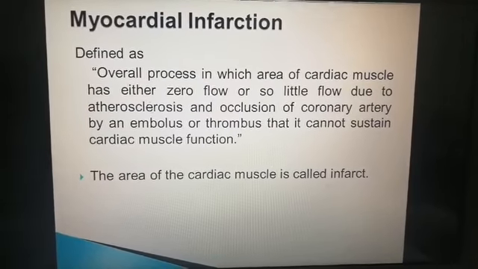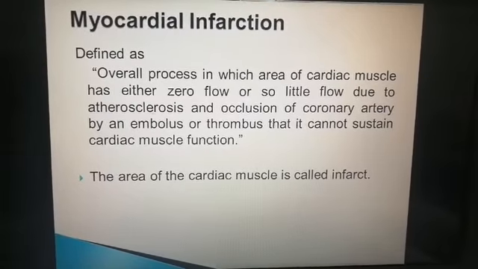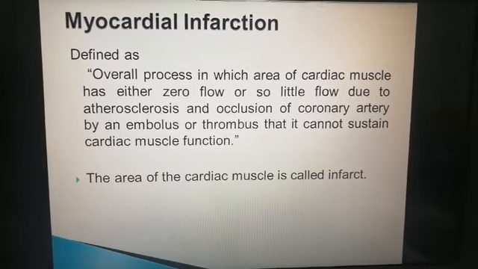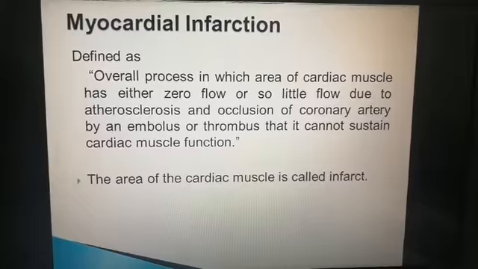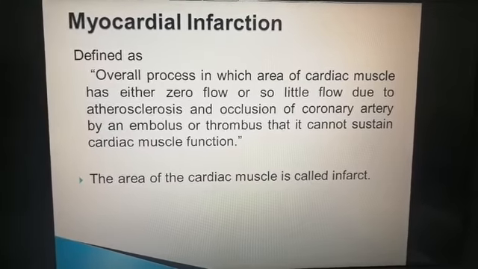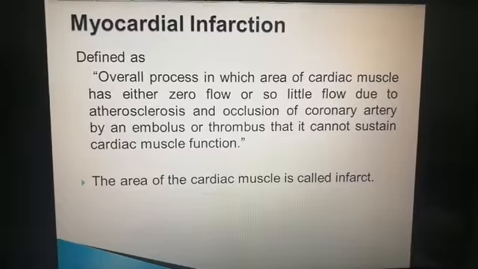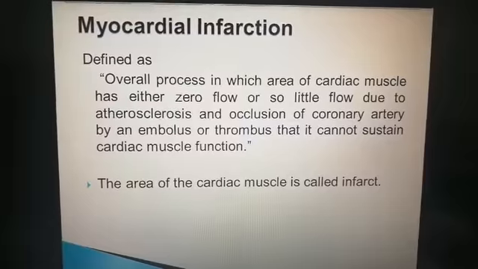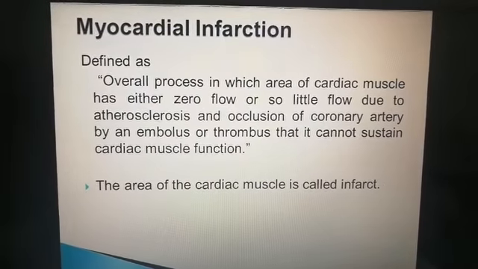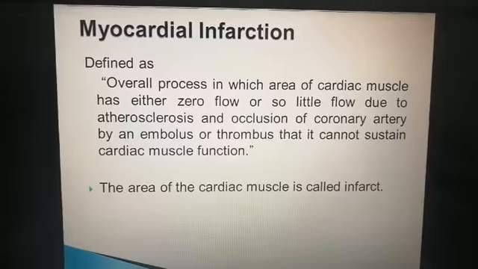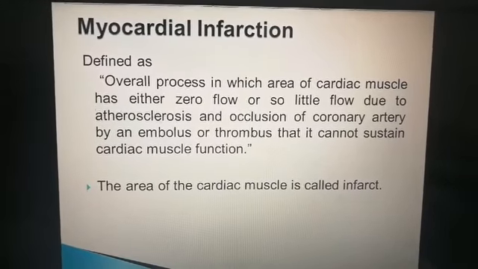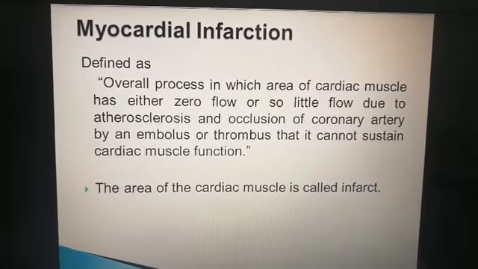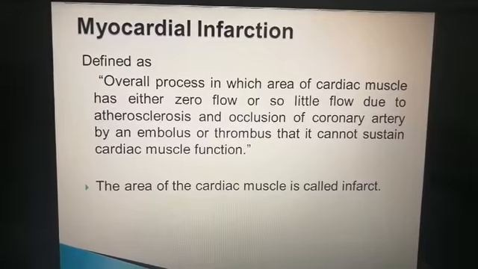First of all, the definition of myocardial infarction: an overall process in which an area of cardiac muscle has either zero flow or so little flow, due to atherosclerosis and occlusion of a coronary artery by an embolus or thrombus, that it cannot sustain cardiac muscle function. So the blood supply is either zero or so little that the cardiac muscle cannot sustain its function, and this is due to either atherosclerosis or occlusion of the coronary artery by an embolus or thrombus.